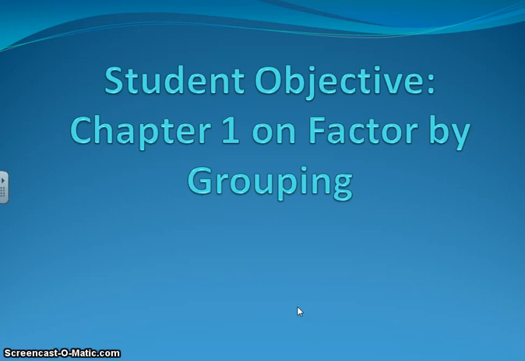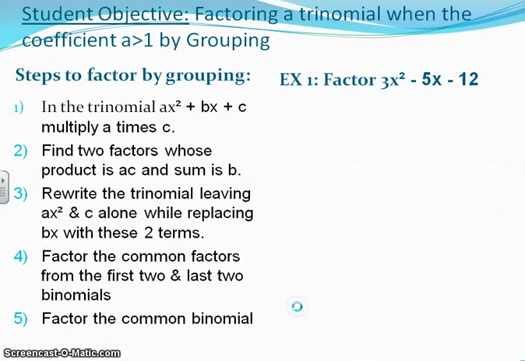Today we'll be looking at the student objective, Chapter 1 on factor by grouping. Factor by grouping involves a trinomial, generally where the a term is greater than 1. And here we have a trinomial ax squared plus bx plus c.